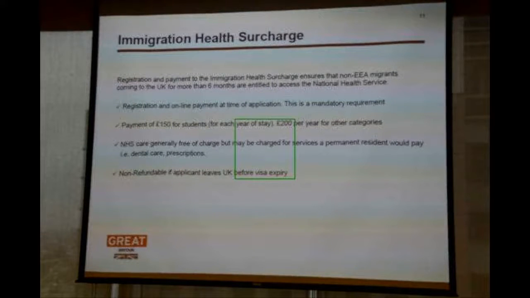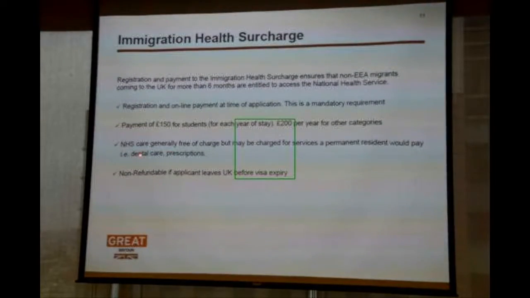The registration and payment is online after you have completed and booked your appointment for the application. As I mentioned, it is a mandatory requirement, and the payment for students is £150 for each year of stay. Okay, and that's payable in advance. So the system will ask you for information and will automatically calculate how much money is required to be paid for this. Okay. As I said, this entitles people to use the National Health Service, so local doctors, hospitals, for any treatment you may need during your stay.